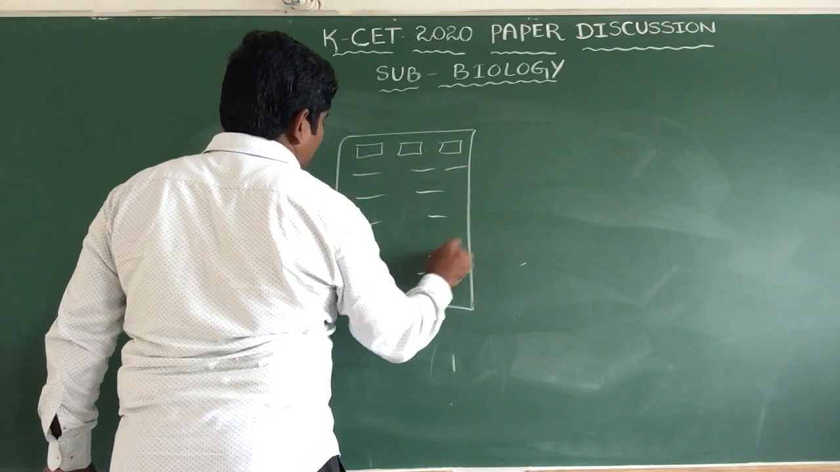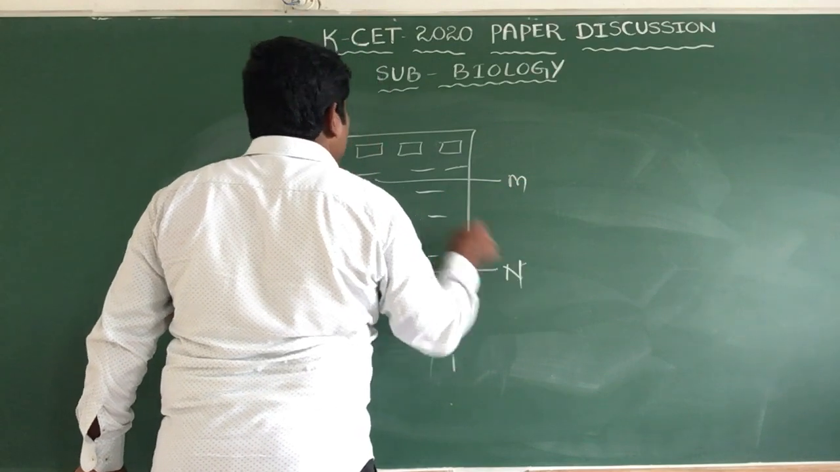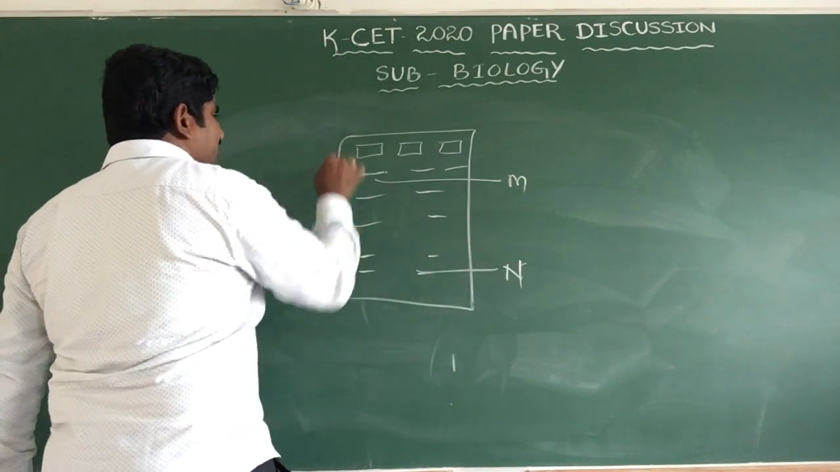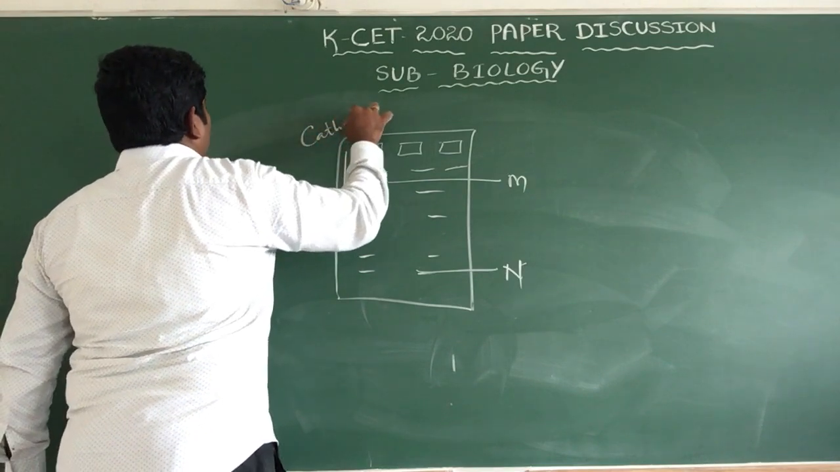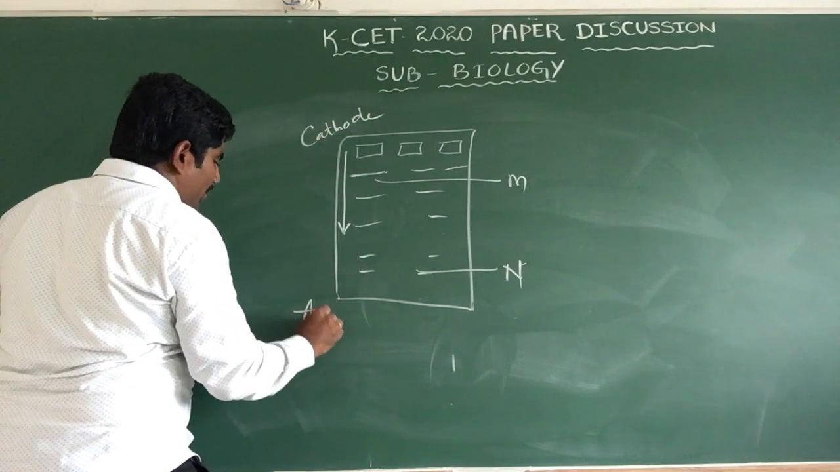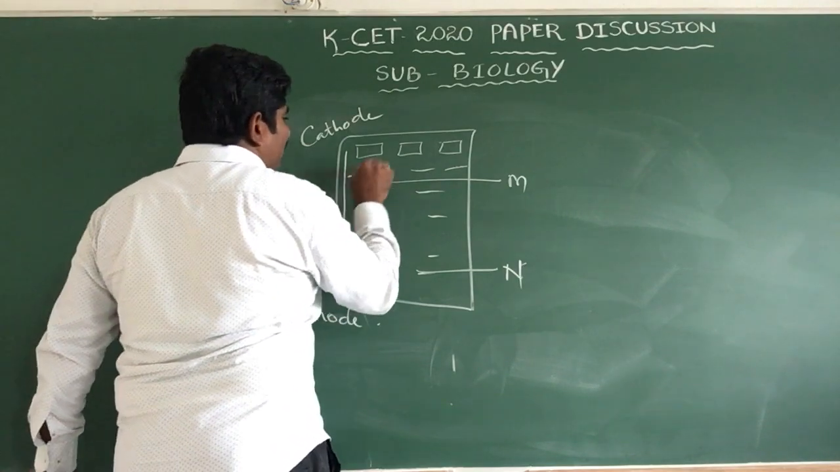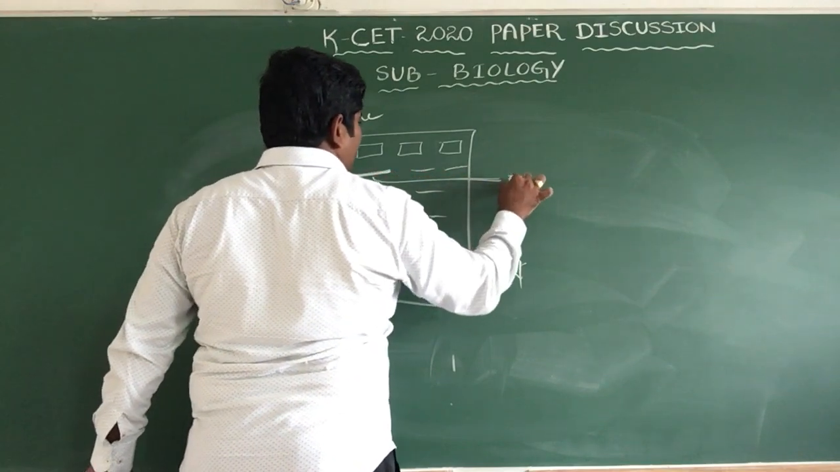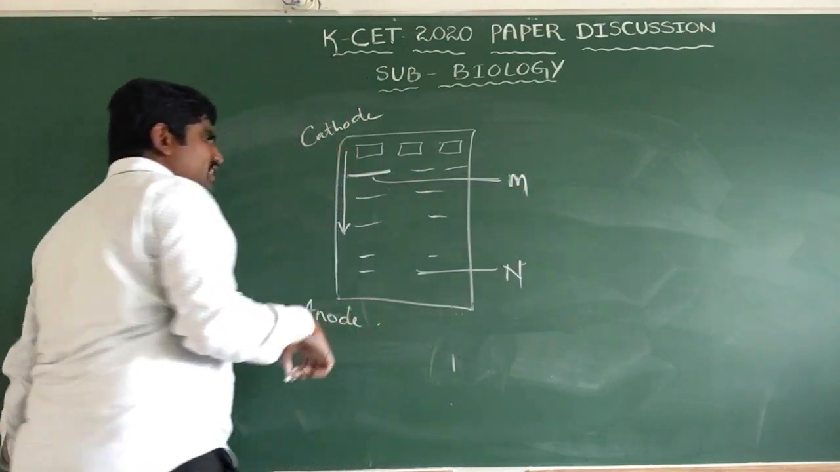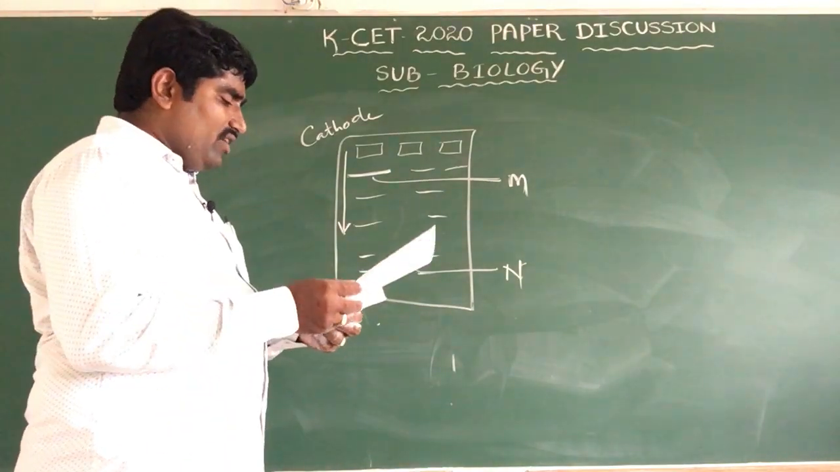Some of the fragments they have given like this. They are given this as M and this is given as N. So larger fragments will move a smaller distance. They have to move in this direction, from cathode to anode. From cathode, they will move towards the anode. M is the larger fragment and N is the smaller fragment.